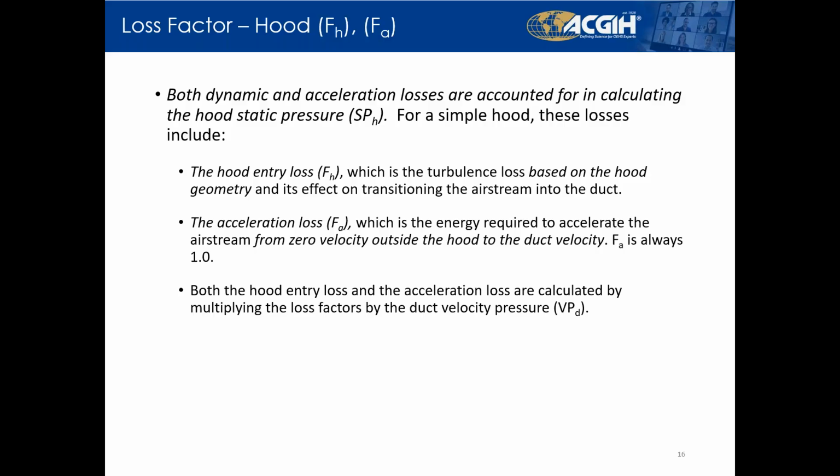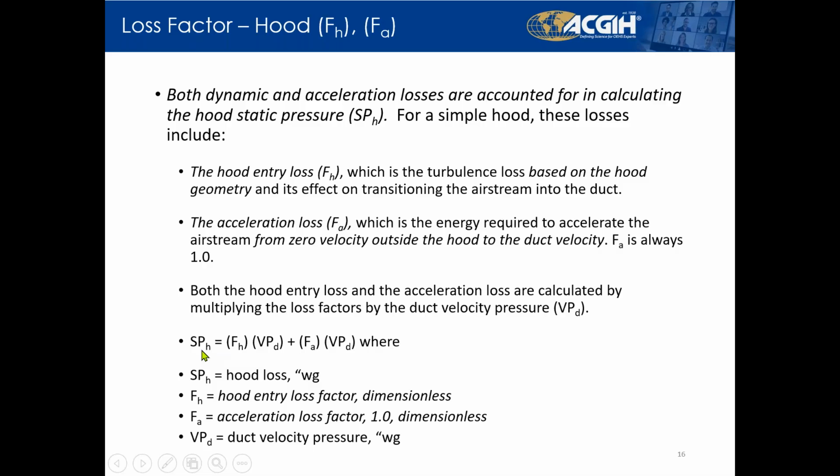Unlike the other loss factors, which vary based upon the type of elbow, the shape of the hood, the length of duct, F sub A is always 1.0. Now, both the hood entry loss and the acceleration loss are calculated by multiplying their loss factors by the duct velocity pressure. So here we have our hood static pressure is our F sub H, which is a hood entry loss based upon the hood geometry, times our duct velocity pressure, plus F sub A, which is always 1.0, which is acceleration loss, times our duct velocity pressure.